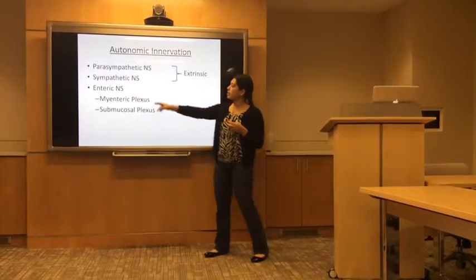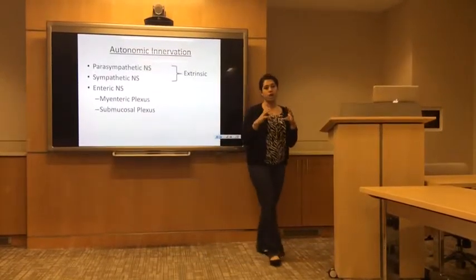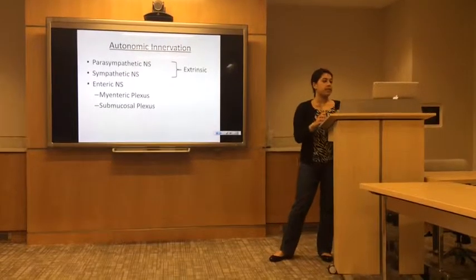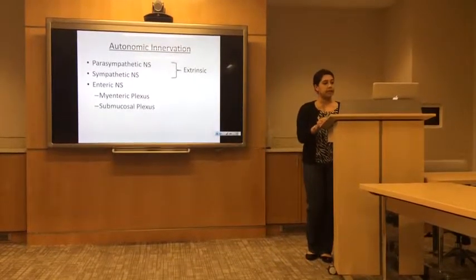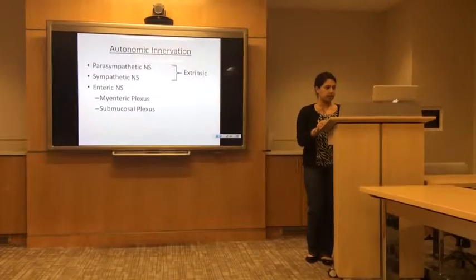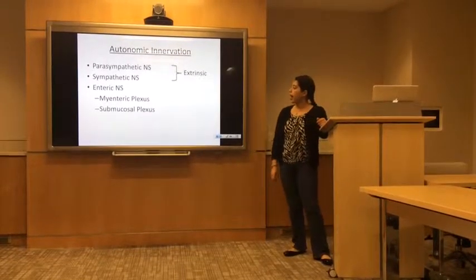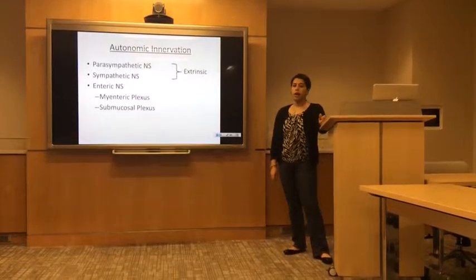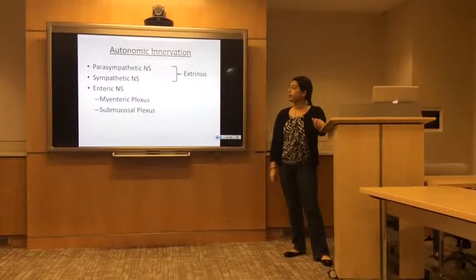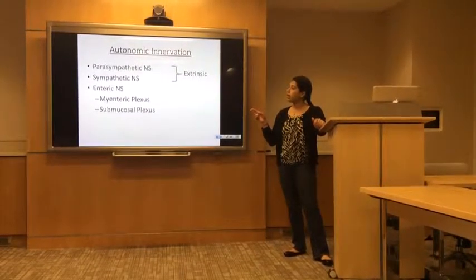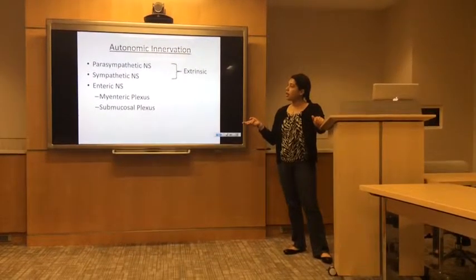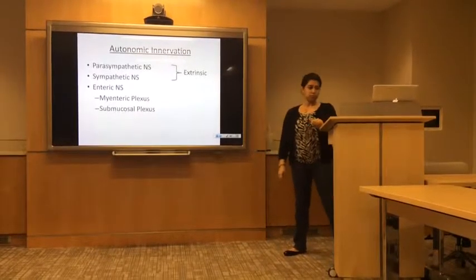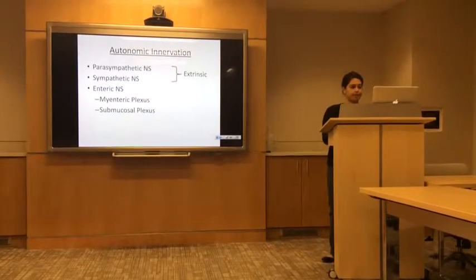The enteric nervous system, however, is located within the wall of the gut, and specifically is composed of the myenteric plexus and the submucosal plexus. And we'll talk about those in just a minute. So for the remainder of this lecture, we're going to dive a little bit deeper into each of the divisions of the autonomic innervation and see what their functions are.